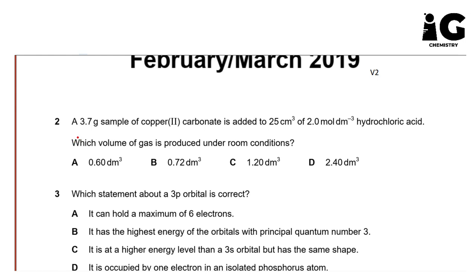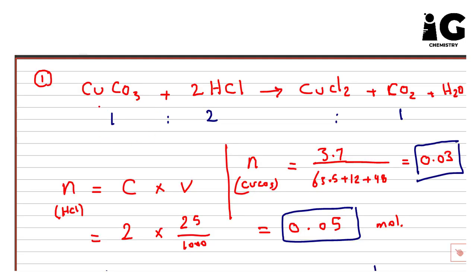Question 2. A 3.7 gram sample of copper(II) carbonate is added to 25 cm³ of 2 mol dm⁻³ hydrochloric acid. Which volume of gas is produced under room conditions? To calculate this, we need to write the chemical equation first.